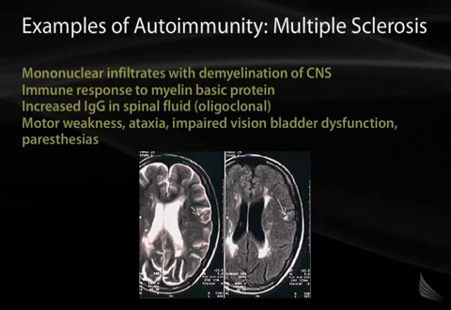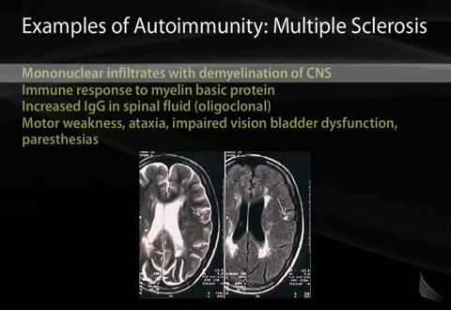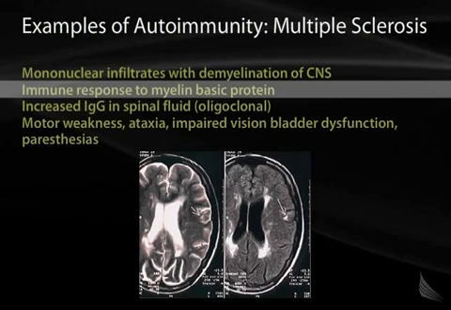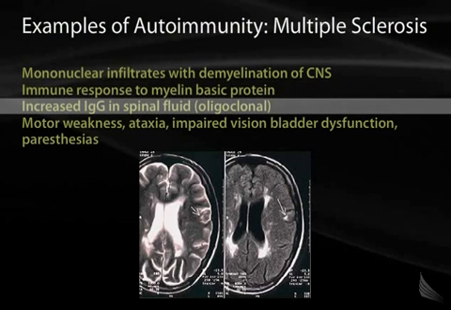Multiple sclerosis, another type of autoimmune disease, is characterized by mononuclear infiltrates with demyelination of the CNS. The immune response that you see is actually to a protein, or one of several proteins found in myelin. One of the more abundant proteins is the myelin basic protein. You also see in these patients increased IgG in the spinal fluid. This is an oligoclonal response, or you might see it called oligoclonal bands on the CSF. So this indicates that there's some B-cell involvement. However, by and large, multiple sclerosis is thought of as being caused by T cells. So this has some T cell involvement, some B cell involvement.